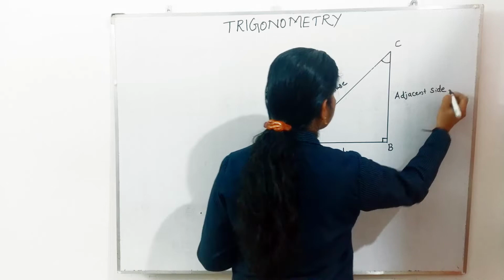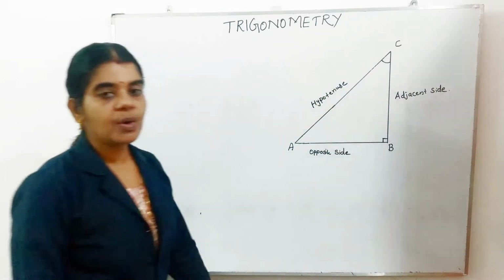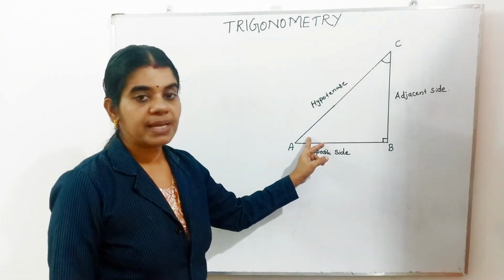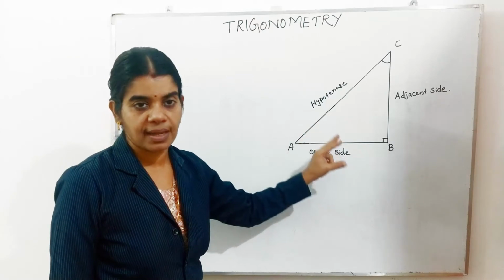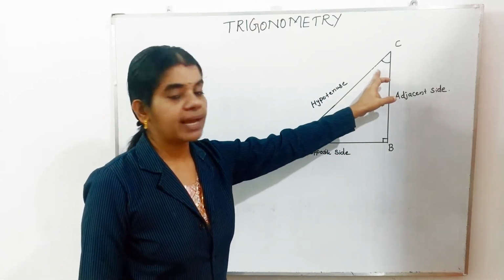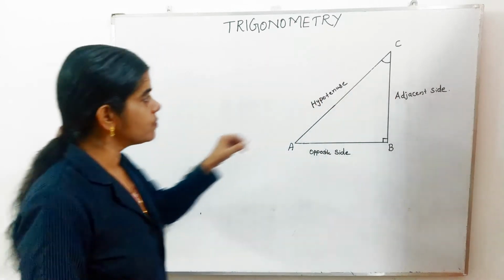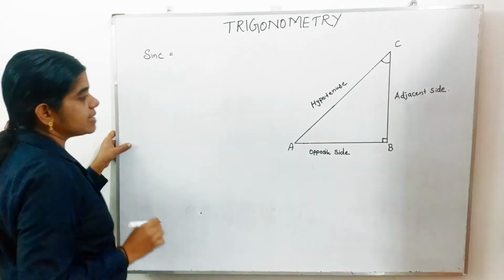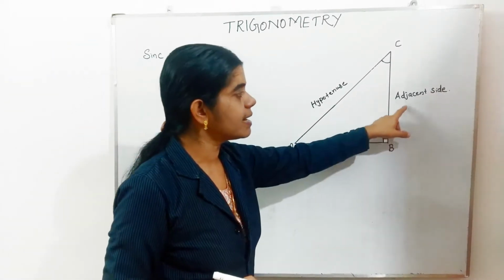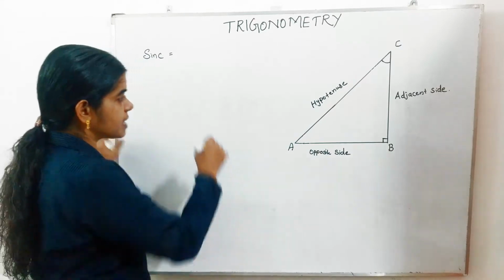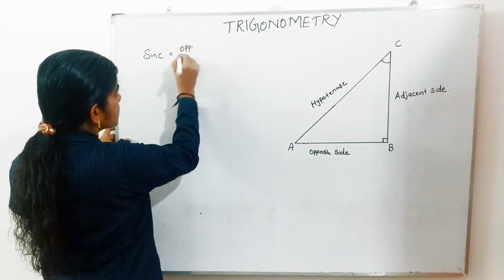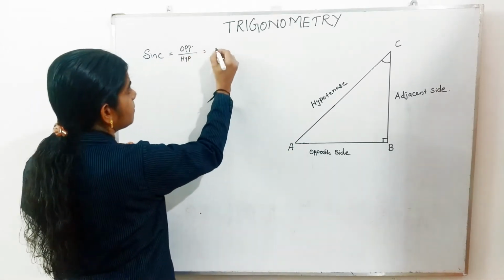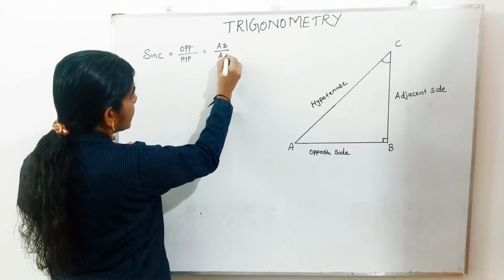Adjacent side. Then this angle I mark. Now we want to take sin C, because the previous one we based on the angle A. Here we are taking the angle C. So the first trigonometric ratio will be sin C. Sin C means opposite side divided by hypotenuse. What is the opposite side here? AB by AC.